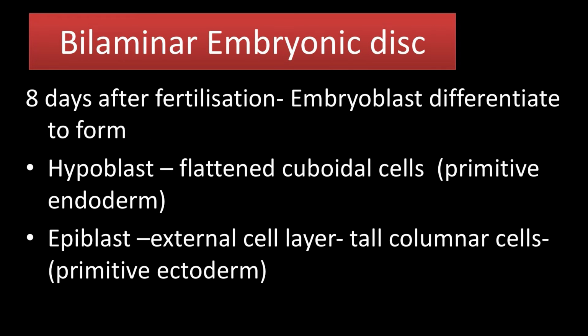Now, how is this bilaminar embryonic disc formed? After 8 days after fertilization, your embryoblast will differentiate to form two different cellular layers, hypoblast and epiblast. Hypoblast is a flattened cuboidal cellular layer which will form your primitive endoderm, and epiblast is the external cell layer that is formed from the embryoblast cells, and these are tall columnar cells and they will form the primitive ectoderm.